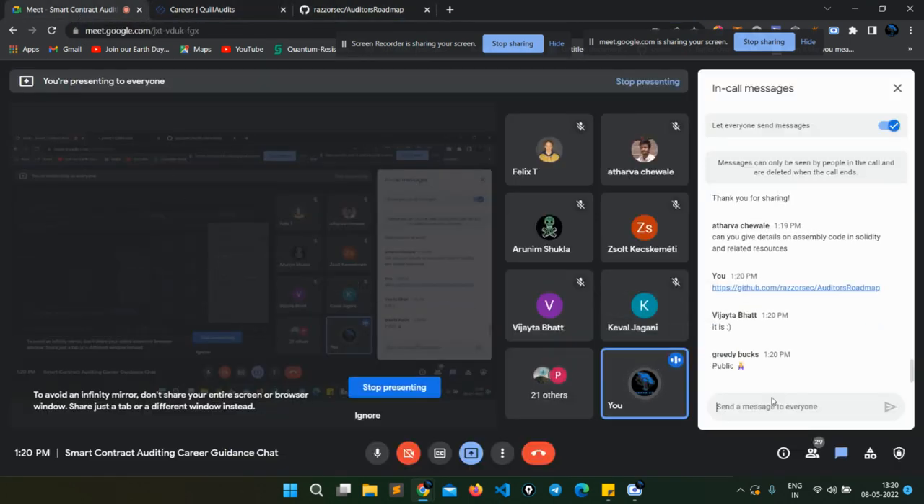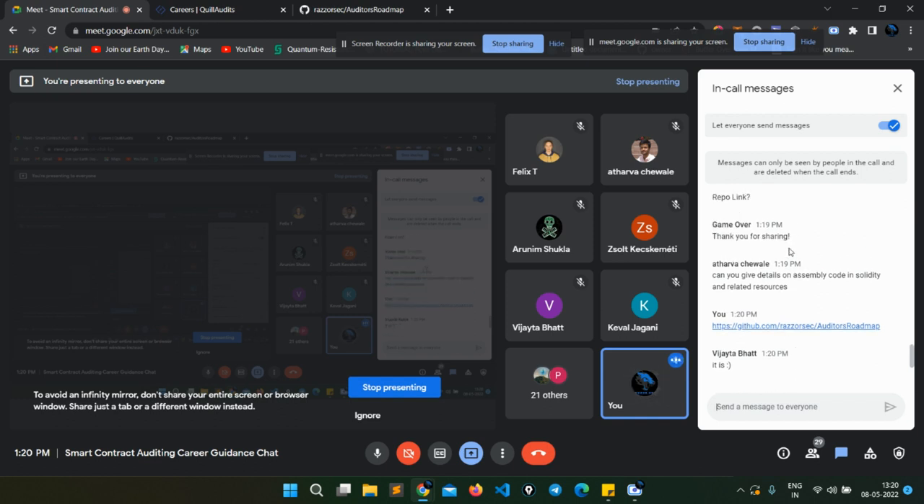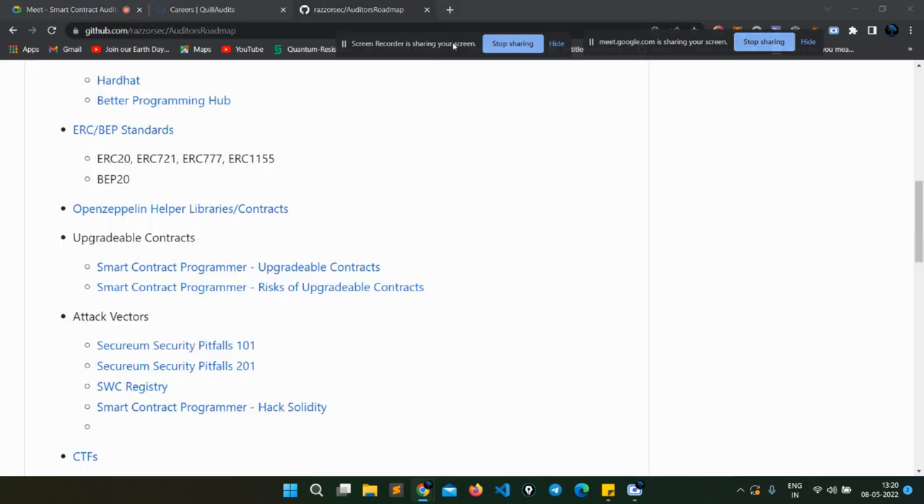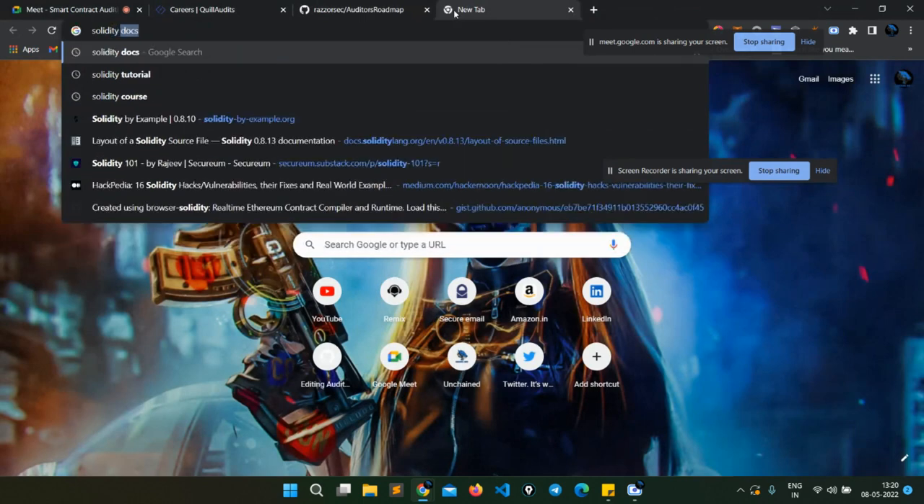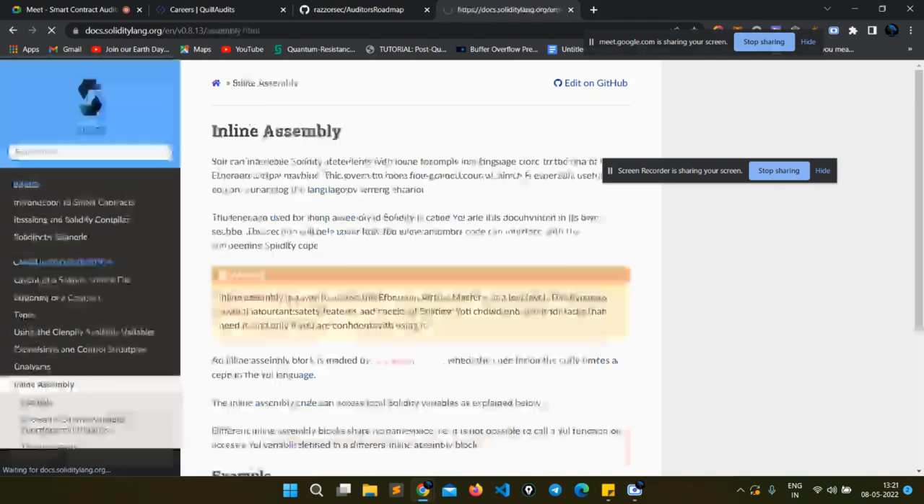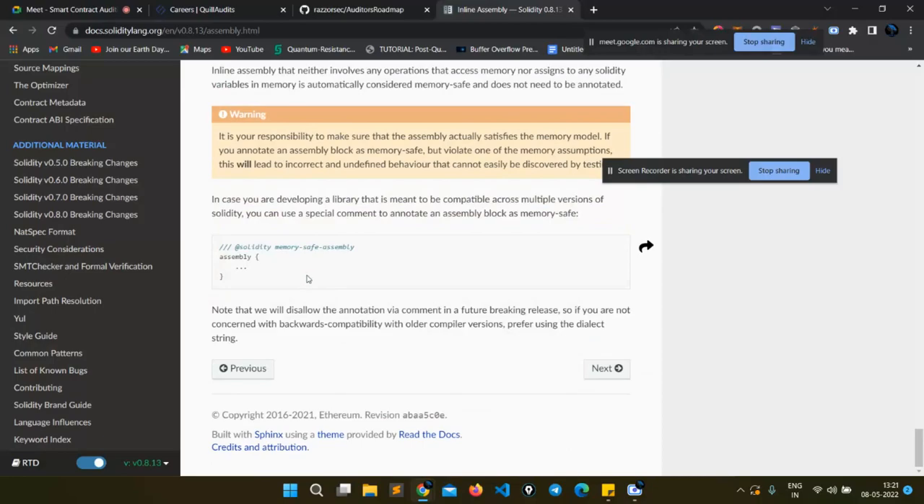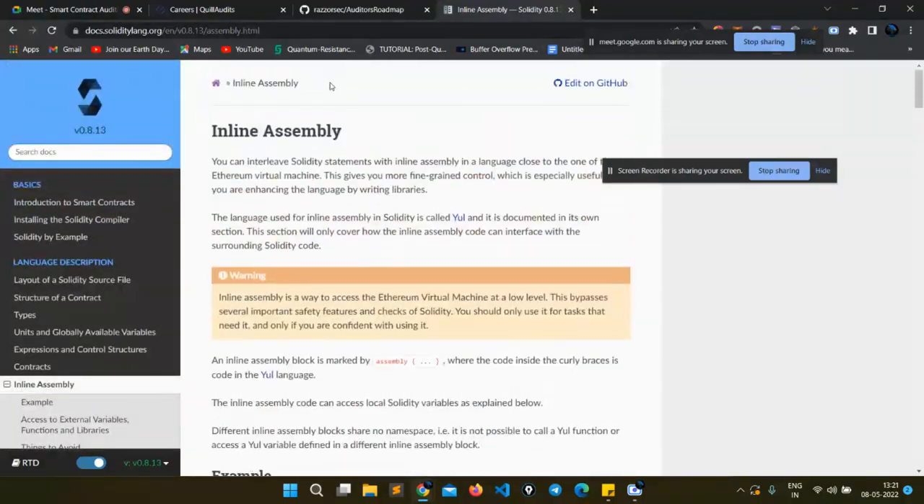All right, any other question? Can you give details on assembly code and strategy and related resources? Yes, assembly is something that is also in the roadmap, but that can be covered from the docs itself. The Solidity docs cover something called inline assembly, so you can go ahead and read about how inline assembly works. And let me share them as well, as you have pointed it out.